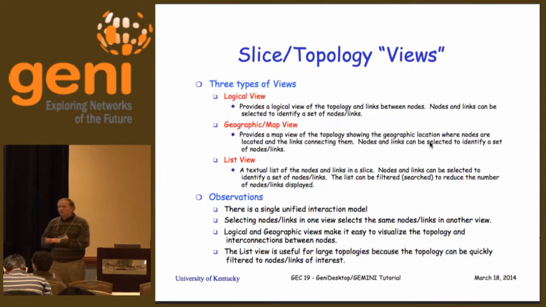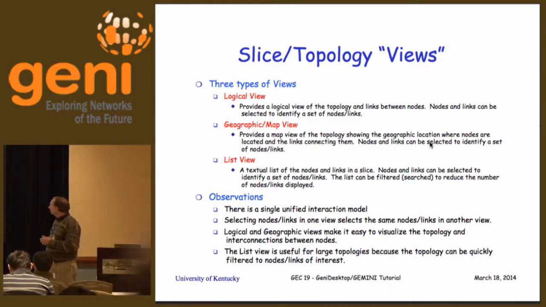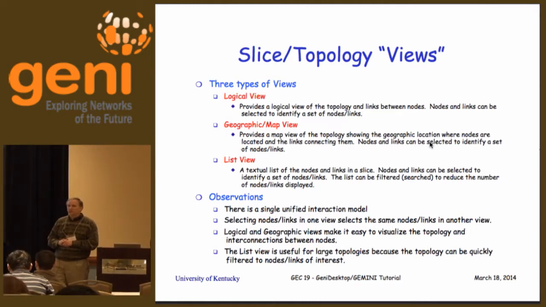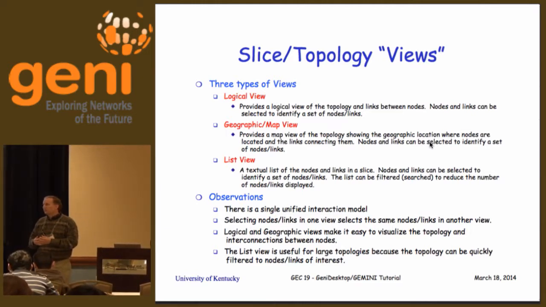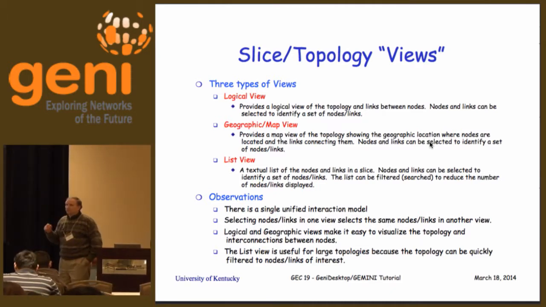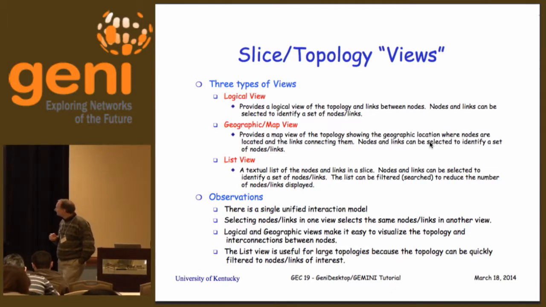The list view is very useful if you have a very large topology, and particularly if the nodes, in any of the views, would pile on top of one another. List view is very nice in the sense that you can list out all your resources. It's simply a list of the resources, and it's filterable, so if you wanted to look for nodes of a particular type, or you simply say, I want to see all the links in my topology, all the nodes in my topology, you could use the list view and filter on that. We'll give you an example of how to do that a little bit later.